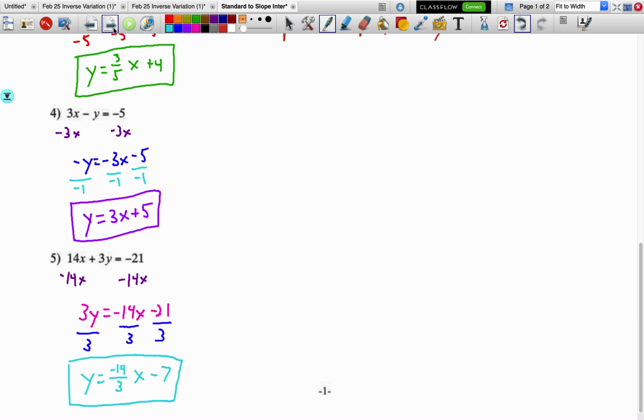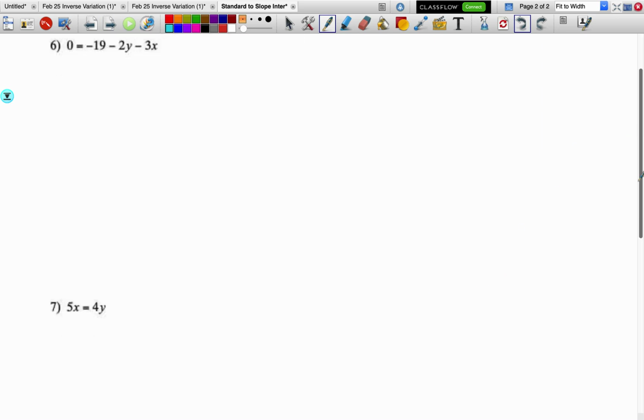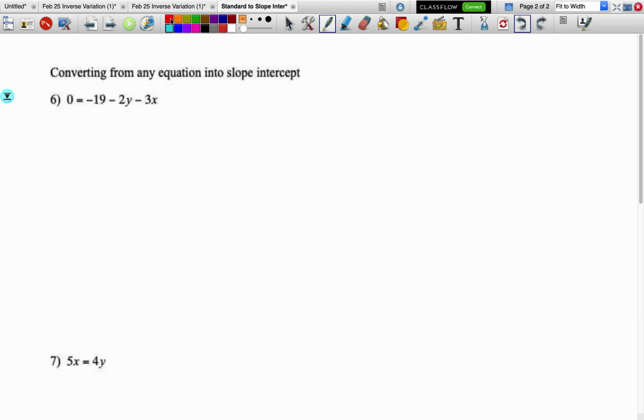All right. On the back side, now we've got some equations that are not in any sort of form, and we're going to try to convert them into slope-intercept form. There's not a step-by-step that we can really follow for this. Just focus on getting y by itself and getting the other side to look like mx plus b. So let's look at number 6.